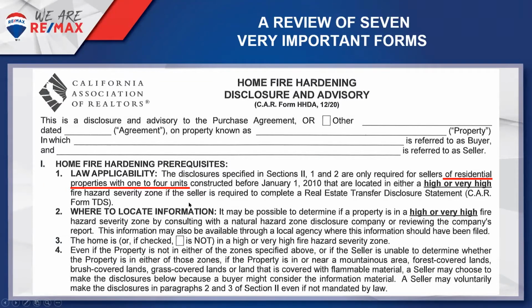So residential 1 to 4 units constructed before 2010. So if you've got a property constructed in 2009, they would be required. A property constructed in 2011 would not be required. So the dividing line is January 1st of 2010. And if they are located in either a high or very high fire hazard severity zone. And then finally, if they are also required to complete a transfer disclosure statement.